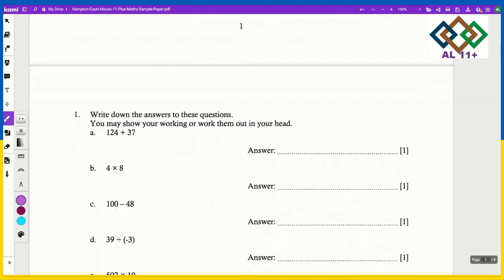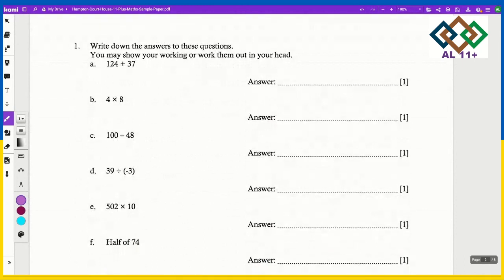This paper has 19 questions and we'll be doing the answers. The first thing, as I've always told in my videos, is that if you go for the private school papers, in the beginning you'll always have easy, towards the end it's hard. So let's get started. The first one is, they're asking you what is 124 plus 37.